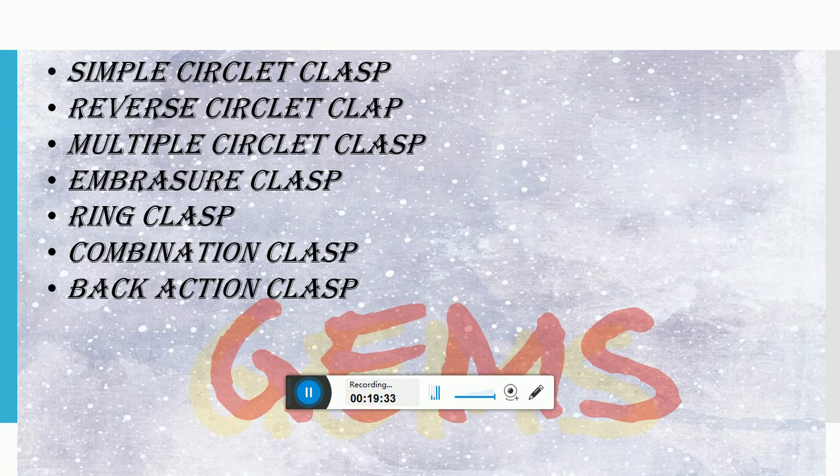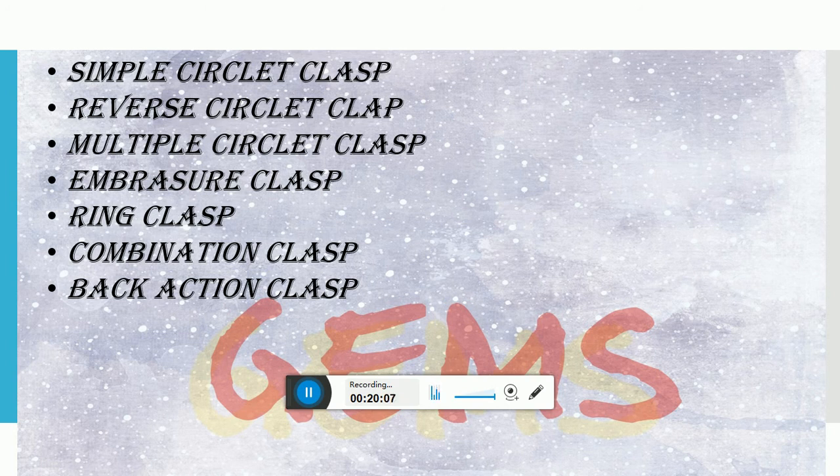Next, we have so many clasps: simple circlate clasp, reverse circlate clasp, multiple circlate clasp, embrasure clasp, spring clasp, combination clasp and back action clasp. Basically, simple circlate clasp is the most versatile and it is widely used. The basic key point that you should know is the mesial undercut. Mostly it engages the mesial undercut. It engages the undercut located away from the edentulous space.